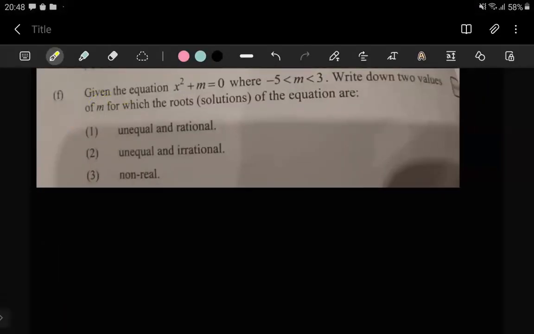It says, given the equation x squared plus m is equal to 0, where m is between -5 and 3, write down two values of m for which the roots of the equation are unequal and rational, unequal and irrational, and then non-real. Okay, so for this question, what are your thoughts?